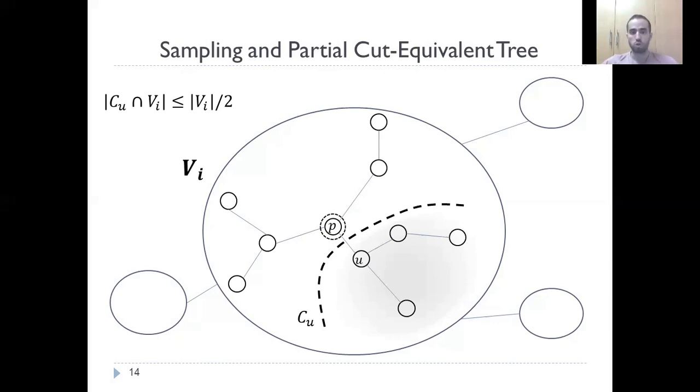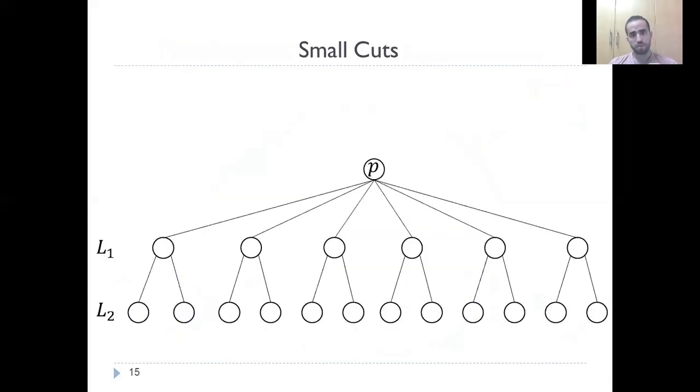Okay, so now we know how to handle graphs whose cut equivalent trees have long paths. So now the next natural step is to think about graphs whose cut equivalent trees have small depth. So let's think about this example. In this example, we have three layers, right? We have P, which is the centroid, and then we have L1 and L2.